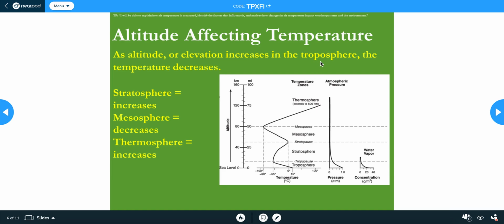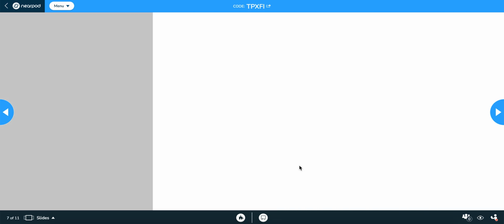We're going to probably stick with the troposphere for a lot of this, because that's where all weather occurs. We do have some weather in the lower portions of the stratosphere, but the majority of our weather happens to be in the troposphere.